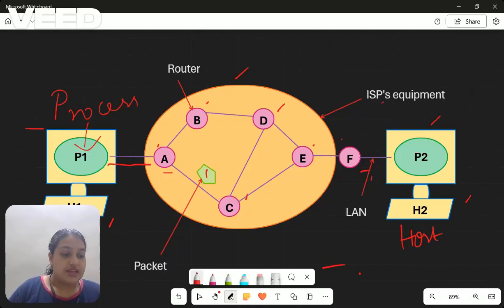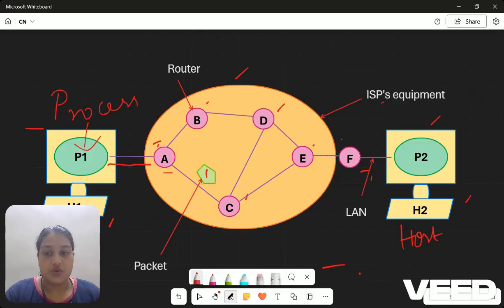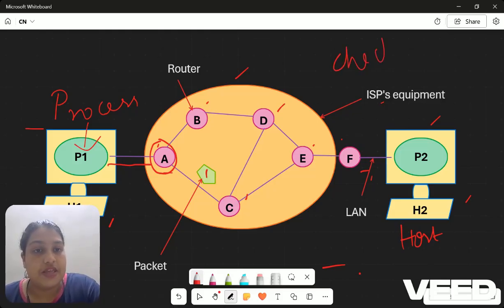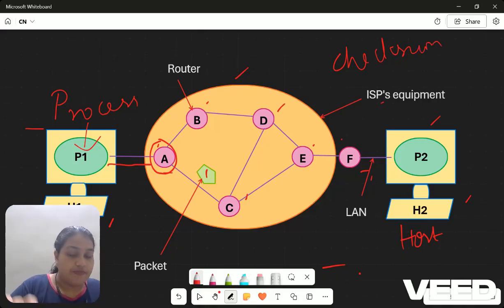Now this packet is stored here in A until it has fully arrived. It will come part by part, right? Until the whole packet has arrived, it will be stored there. Once the whole packet is stored, it will finish the process by verifying the checksum. Then once the checksum is verified, it is forwarded to the next router.